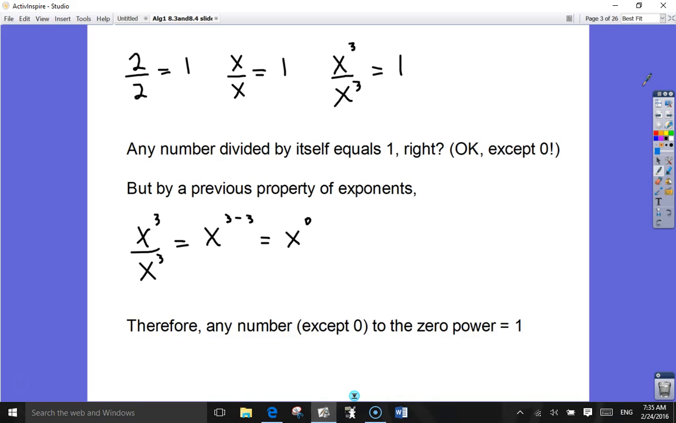So that would make this x to the 3 minus 3 or x to the 0, which means anything to the 0 power equals 1, right? Because this is 1. So anything to the 0 power equals 1. That's a property.